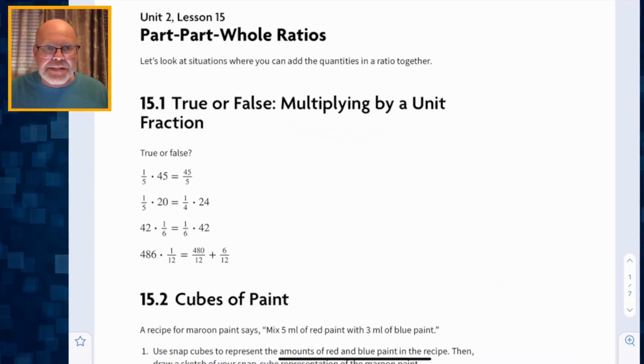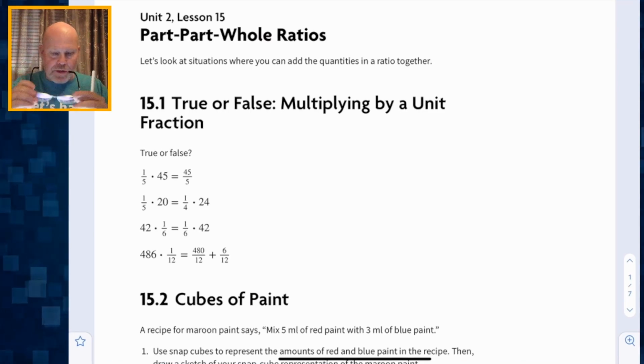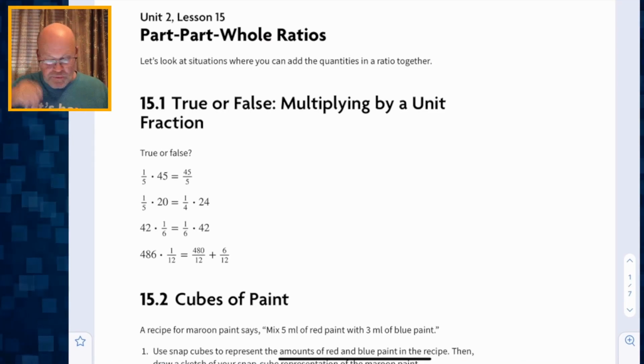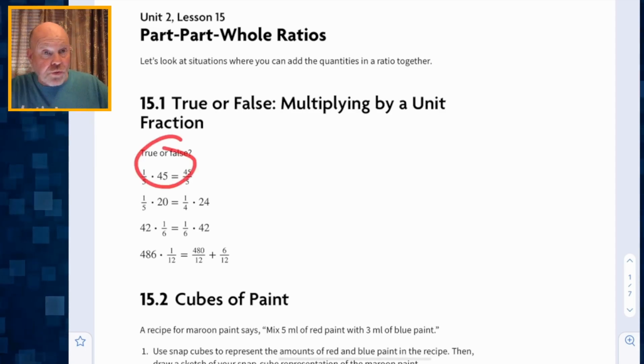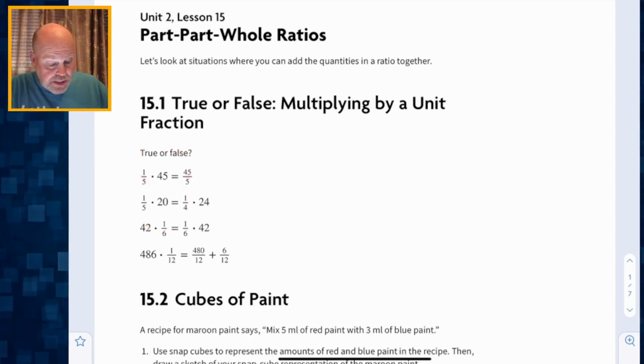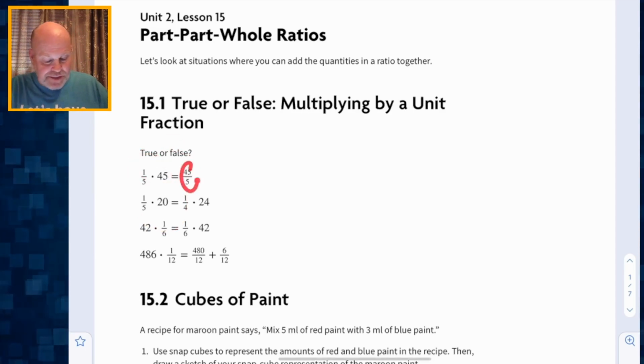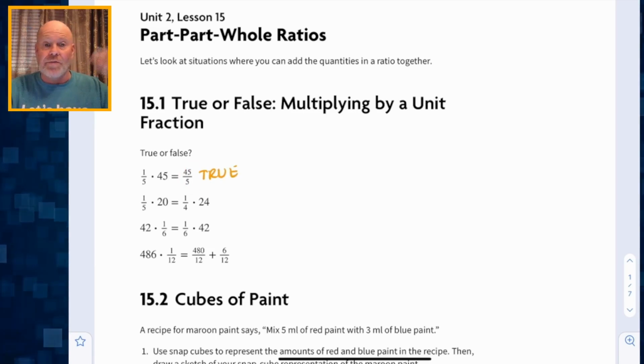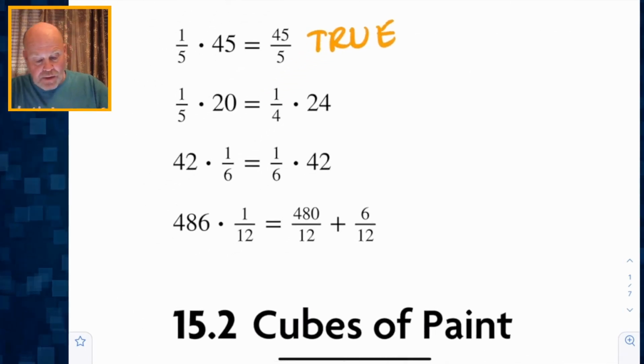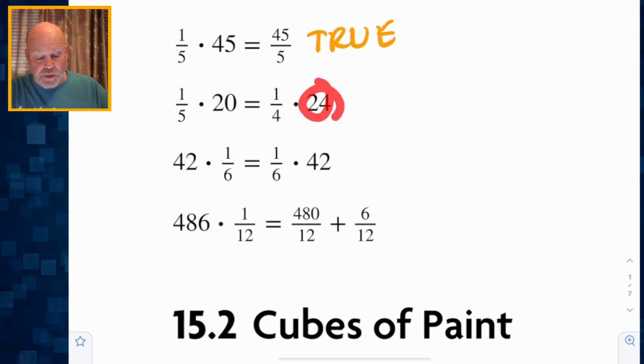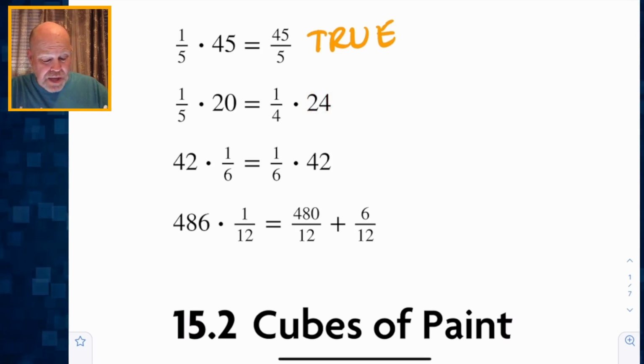And we begin this lesson with true or false, just the warm-up, the 15.1, true or false, and we're supposed to just recognize whether each of these statements are true or false, right? And so we could see 1/5 of 45 is absolutely the same thing as 45 divided by 5, because those are the exact same thing. And then we've got 1/5 of 20. Is that the same thing as 1/4 of 24? That's a little trickier. So I might need to actually calculate this stuff out.